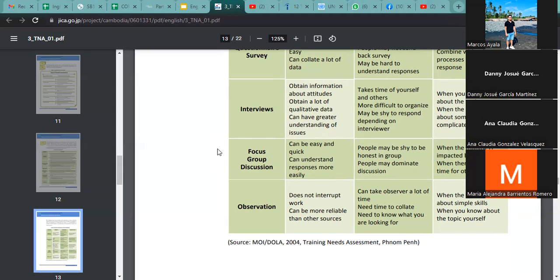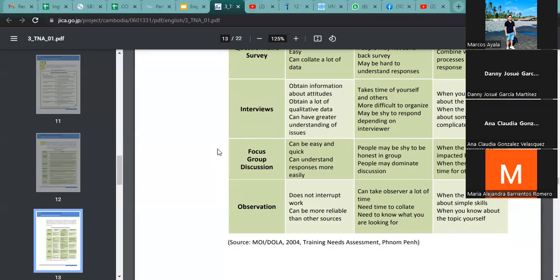Okay. Interview: obtain information about attitudes, obtain a lot of qualitative data, can have greater understanding of issues. Takes time of yourself and others, more difficult to organize, and may be shy to respond depending on interviewer. When you know a little about the topic or area, when the training is about something complicated.